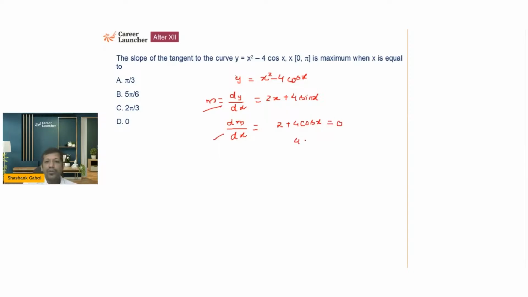So I am going to get 4 cos x equal to minus 2. So cos x is going to be what? Minus 1 by 2. Okay. So cos x is minus 1 by 2. So I can say that is equal to cos of 2 pi by 3. So the answer of this question is going to be option C, that is 2 pi by 3.